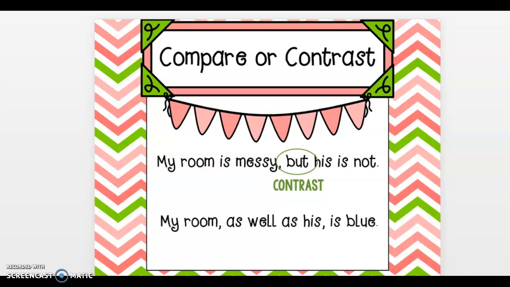Next sentence. My room, as well as his, is blue. What's the clue or hint word? Actually, this is a phrase. It's not one word this time. As well as. And is it comparing or contrasting? That is correct. It is comparing because both of their rooms are blue.